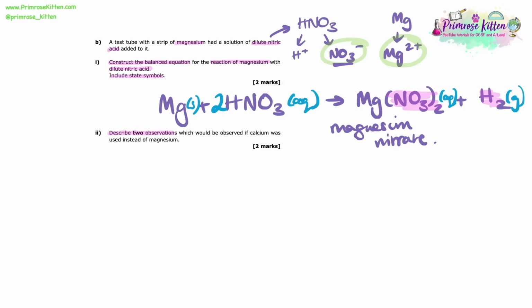So now we're asked to describe 2 observations which would be observed if calcium was used instead of magnesium. So to answer this, let's just remember where calcium is relative to magnesium in the periodic table.